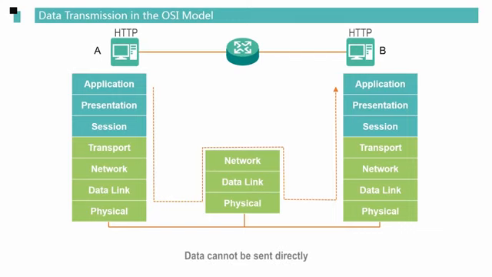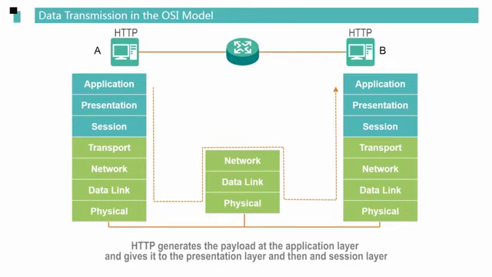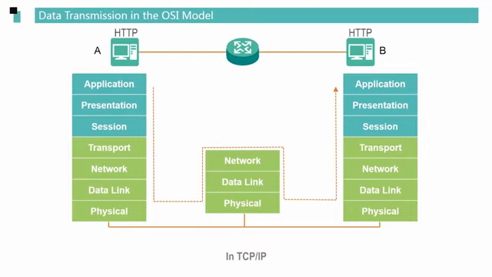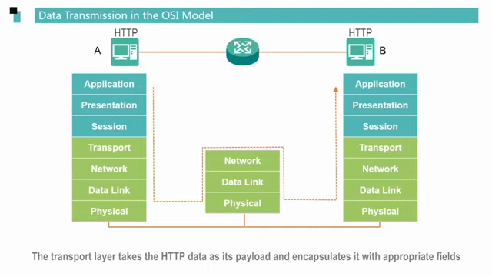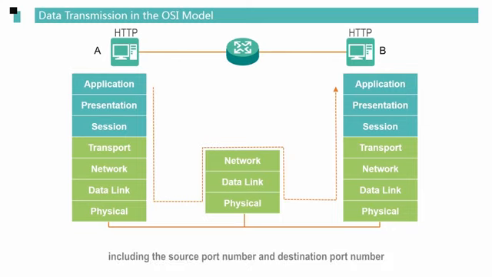Data cannot be sent directly and must instead have headers and sometimes trailers added at each layer. This process is called encapsulation. In this example, HTTP generates the payload at the application layer and gives it to the presentation layer and then the session layer. In TCP/IP, the top 3 layers are unified, so they simply send the HTTP data over the transport layer. The transport layer takes the HTTP data as its payload and encapsulates it with appropriate fields, including the source port number and the destination port number.